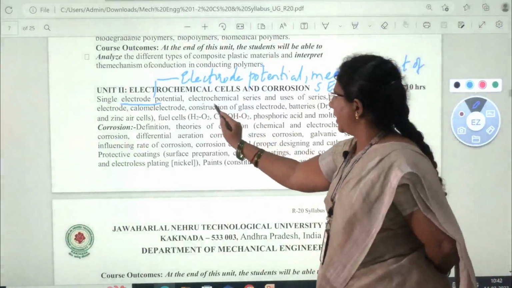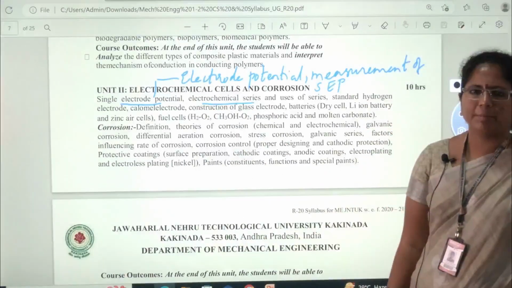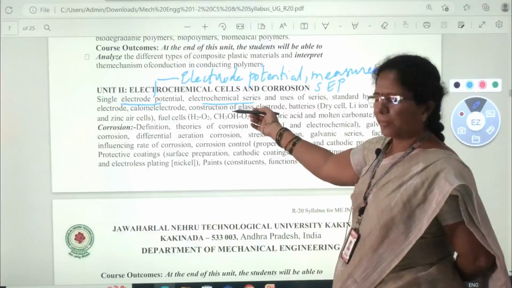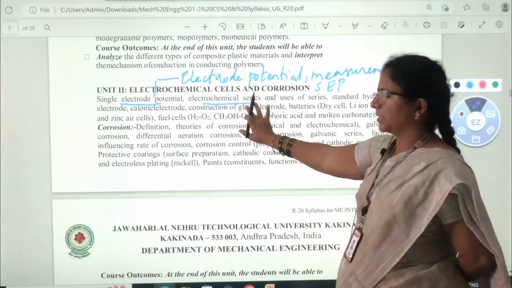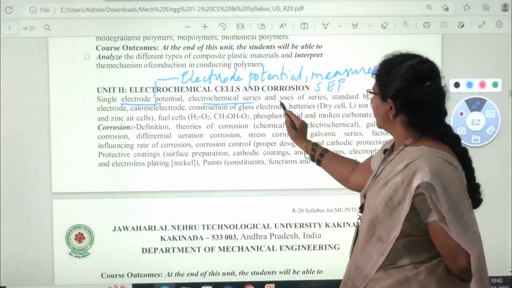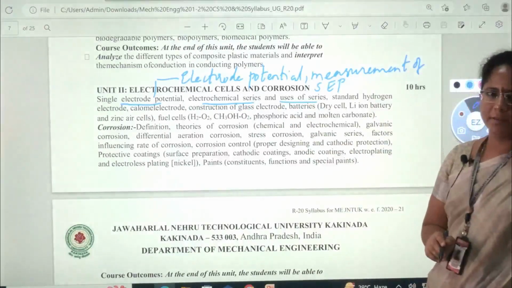Next we will discuss about electrochemical series. That means how this series is being constructed. That means here we will be constructing the series taking hydrogen electrode as the reference electrode. And next we will discuss about the uses of this series.